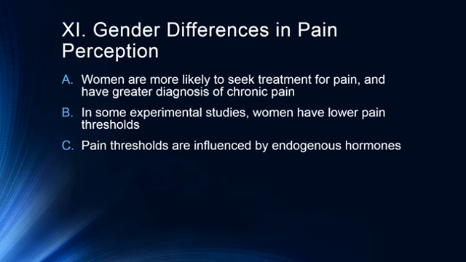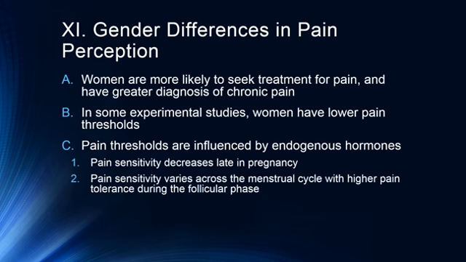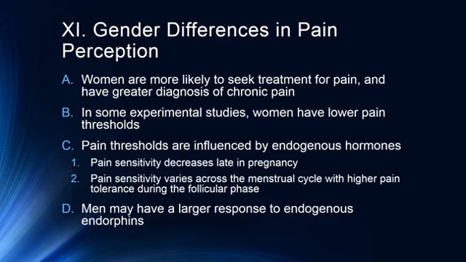We do know that pain thresholds can be influenced by endogenous hormones. Pain sensitivity decreases late in pregnancy. This makes perfect sense. If you're going to design a biological system in which people have more than one child, you're probably going to want to limit the pain of childbirth, and so pain sensitivity goes down late in pregnancy. Pain sensitivity also varies across the menstrual cycle, with higher pain tolerance during the follicular phase. This is during ovulation, or about the point of ovulation. Again, higher pain perception might be necessary for that kind of reproductive activity.